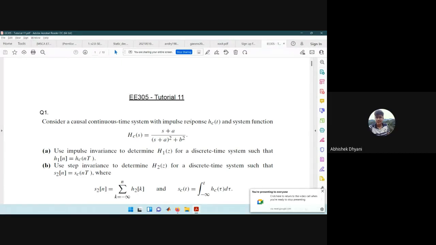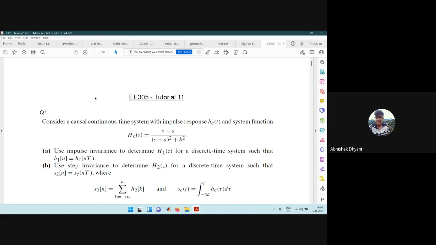Yes, sir. Okay, so this is tutorial number 11, and mostly we will be looking at questions on how to design filters, or discrete time filters to be more specific. At the end of the fourth unit, there were some concepts like impulse invariance, which was discussed, and also windowing. So we will be covering those in this tutorial.